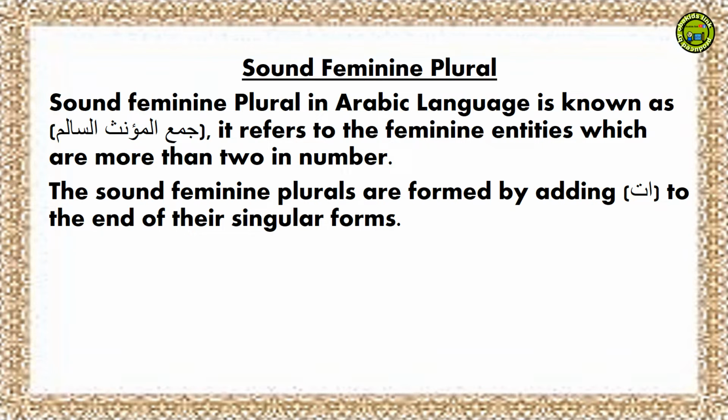Sound feminine plural. Sound feminine plural in Arabic language is known as جمع المؤنث السالم. It refers to the feminine entities which are more than two in number. The sound feminine plurals are formed by adding alif and ta to the end of their singular forms.